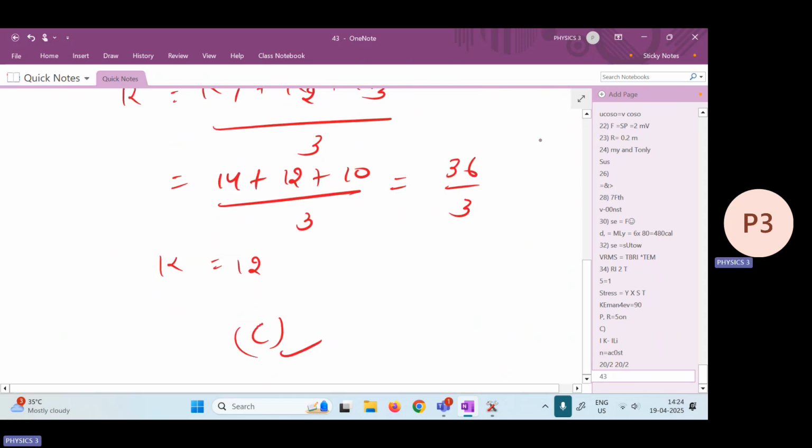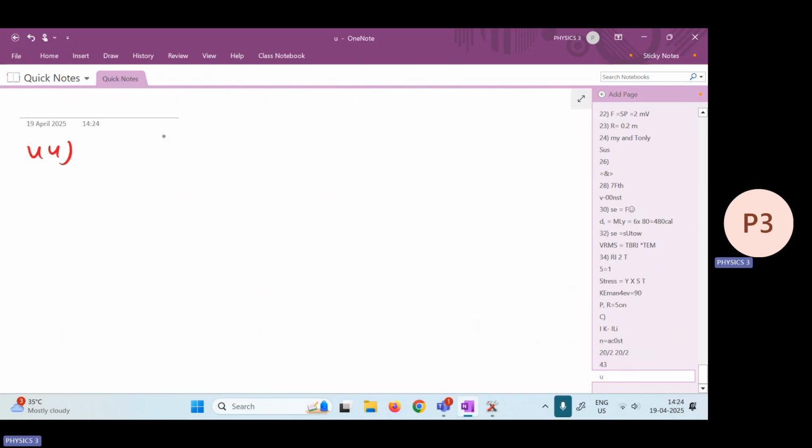Okay. Now let's go to the next question, the 44th question. In the 44th question, we are given that the mutual inductance between a primary and a secondary circuit is 0.5 Henry. So M is 0.5 Henry. The resistances of the primary and the secondary circuits are 20 ohm and 5 ohm respectively. To generate a current of 0.4 ampere in the secondary, current in the primary must be changed at the rate of.